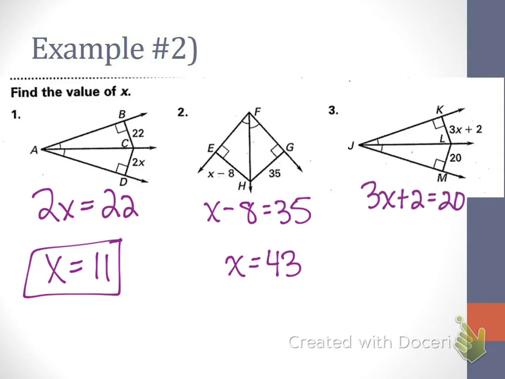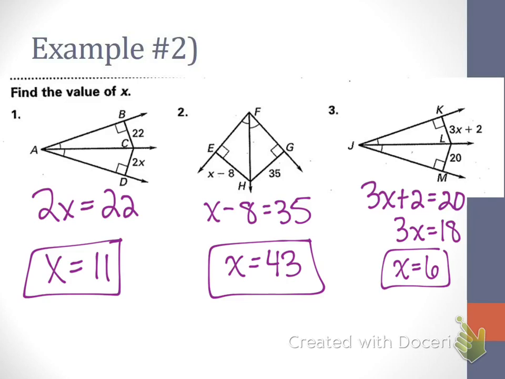Last one, what was our equation? Good. Okay, this one would take 2 steps to solve. What's the first step? Subtract 2, 3x equals 18. Then we would divide, x equals, good. Okay, again, if you have an angle bisector, a point on it is equidistant from the sides. That's how we always knew these were going to be congruent to each other. Questions, concerns about example 2 problems? Okay, moving on.